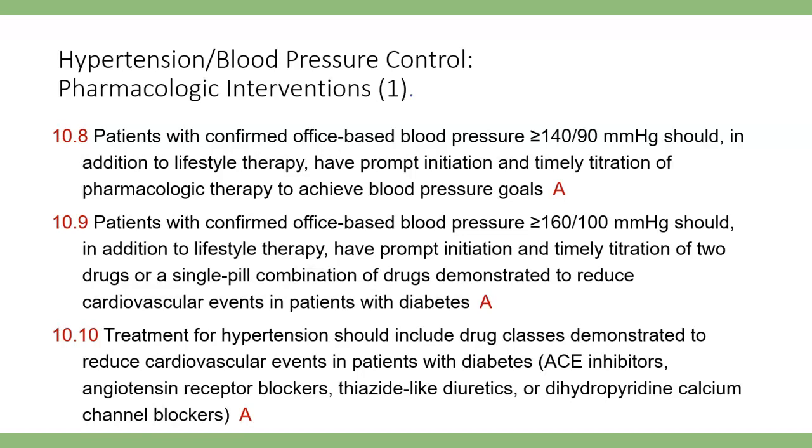And this is just general. If you have a blood pressure greater than or equal to 140/90, it should be treated. And obviously we do lifestyle therapy, diet controlled. And if your blood pressure is greater than or equal to 160/100, then you are okay with starting 2 drugs or a single pill combination, because this will help reduce cardiac events in patients with diabetes. We have to be much more aggressive. And treatment should include drugs that have been demonstrated to reduce cardiovascular events, such as ACE inhibitors, the ARBs, thiazide diuretics, or calcium channel blockers, which include amlodipine.